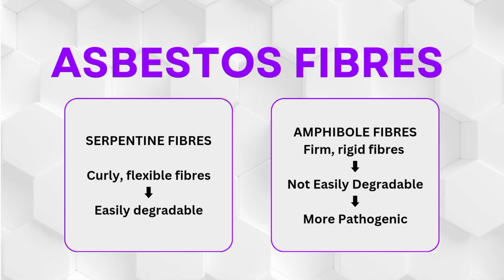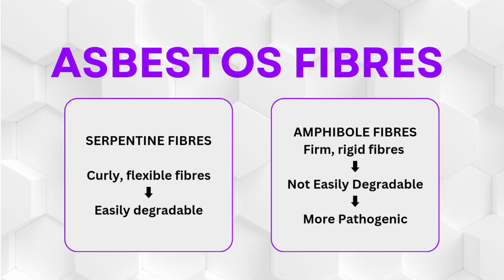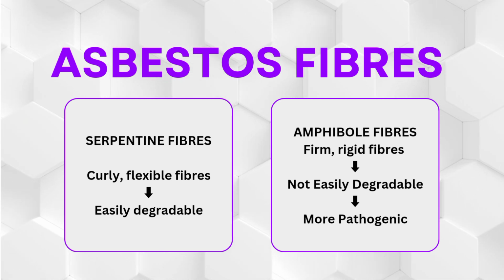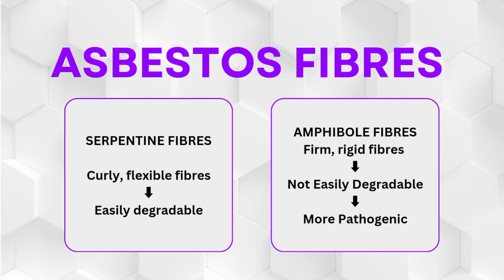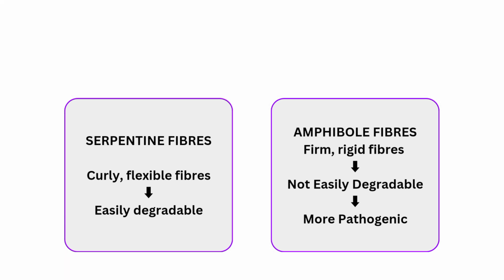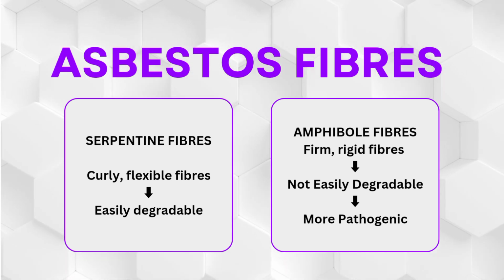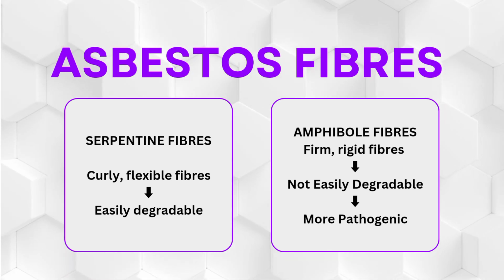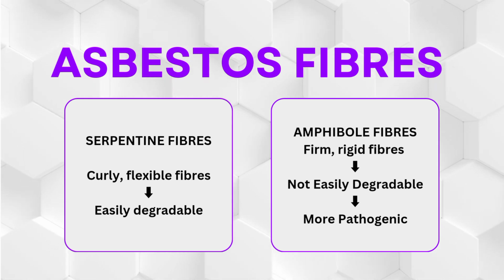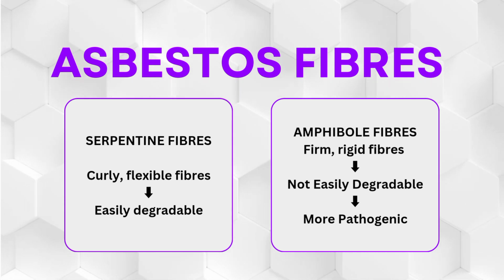Asbestos fibers are mainly of two types: serpentine fibers and amphibole fibers. Serpentine fibers are curly, flexible fibers and hence easily degradable. Amphibole fibers are firm, rigid fibers and hence not easily degradable, therefore more pathogenic.